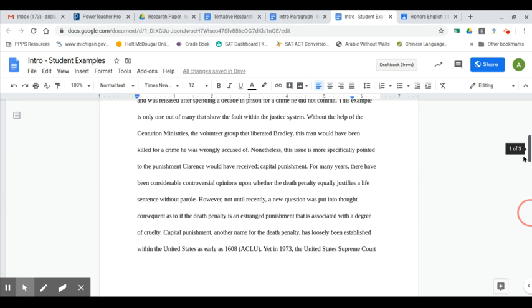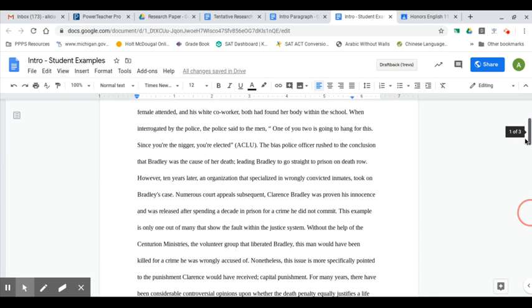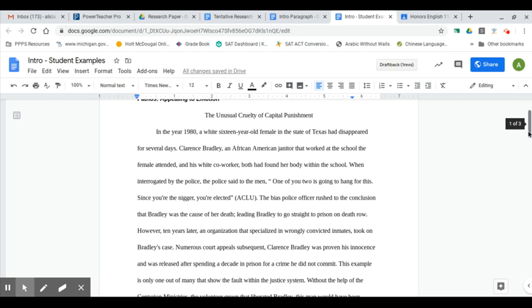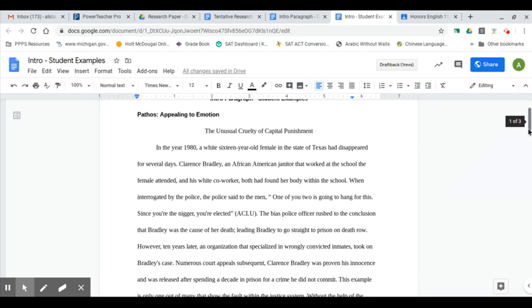And you'll notice they are larger. Research paper introductions tend to be. So this one's going to use pathos to introduce the paper. The title is The Unusual Cruelty of Capital Punishment. And she's going to start us out with a really specific story about a 16-year-old. And I'll just kind of go through this.